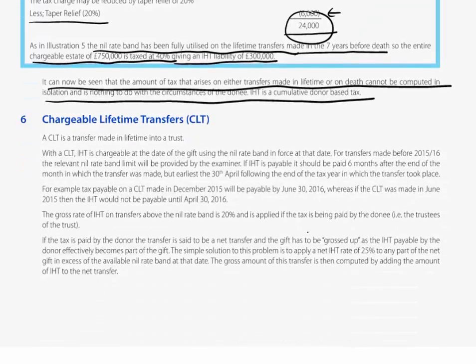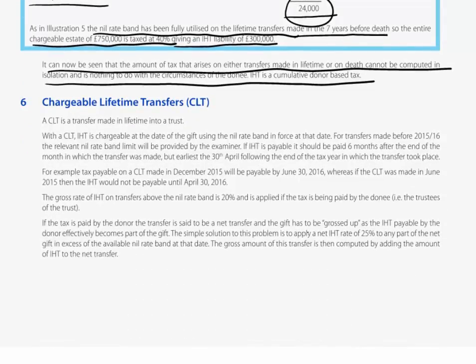Now these are probably the more difficult to deal with. This is going to cause us a little bit more trouble than maybe what we have seen so far, and therefore we'll need to focus our attention carefully. Chargeable lifetime transfers, CLTs, as we will now refer to them. Now we know what a CLT is. It's a transfer made in lifetime into a trust. A chargeable lifetime transfer, a transfer into a trust.